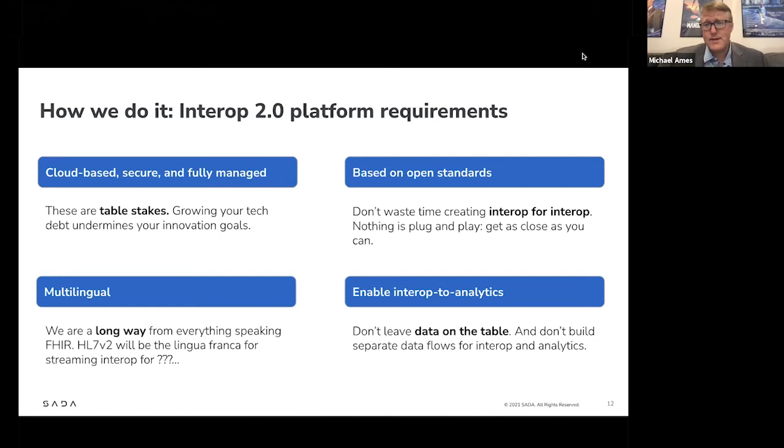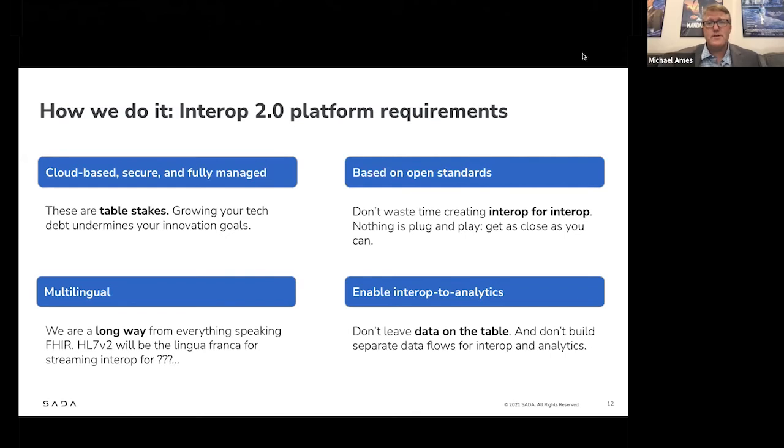Second, I'd also say table stakes based on open standards. If you are adopting an interoperability platform that requires you to adopt specific proprietary tools in order for any of it to work, then you're going to be building interop for your interop platform. Now, nothing is going to be plug and play, but get as close as you can to make it easy to exchange data with your partners and others.